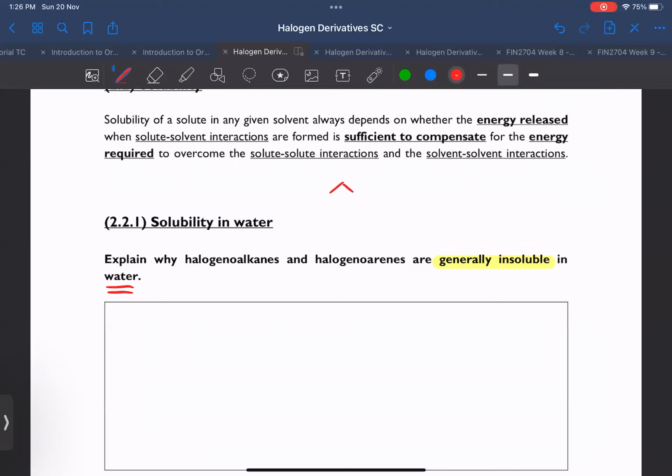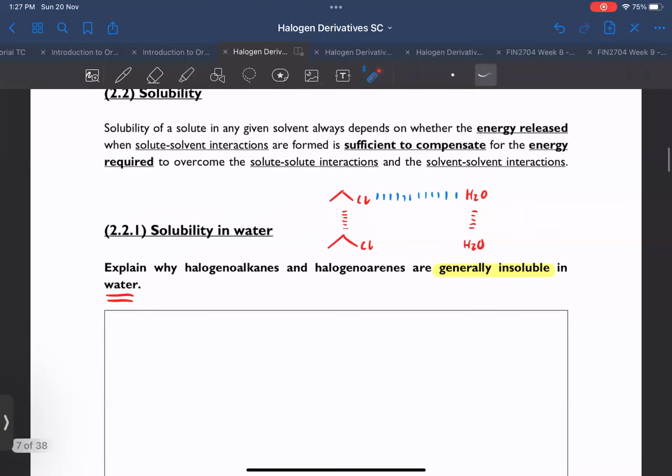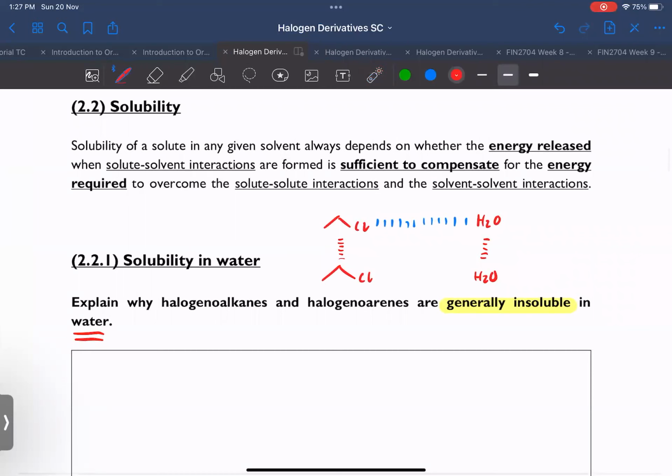If we have a halogenoalkane, we also have halogenoalkane molecules holding each other, and we also have water molecules holding other water molecules. So they are separate at the moment. But if you try to mix them together, I have this blue color interaction that is formed between the two molecules. Remember, solubility is all about the blue interactions being strong enough to overcome the existing red interactions. But if they say it is insoluble, that means these blue interactions are just too weak to break apart the existing interactions. Our job here is to first identify the interactions. Water, very simple, we all know it's hydrogen bonds.